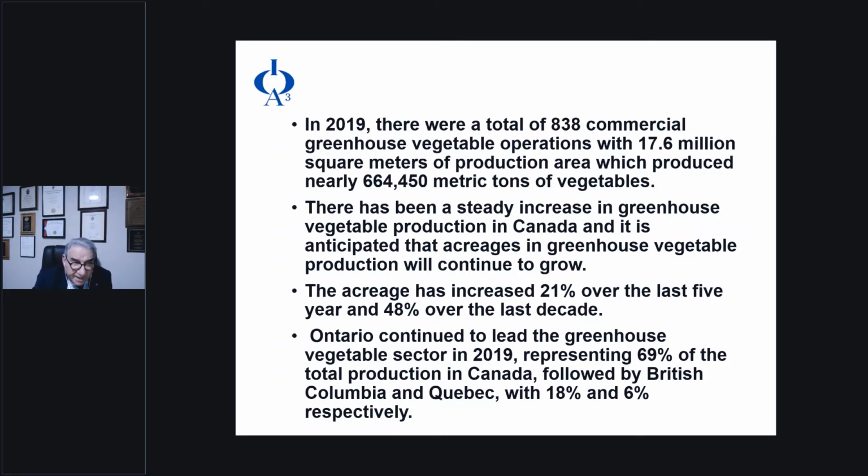And acreage has now increased 21% over the last 5 years, and 48% over the last decade. So Ontario again continues to be the largest, representing 69% of the production, followed by British Columbia and Quebec, which are 18% and 6% respectively.